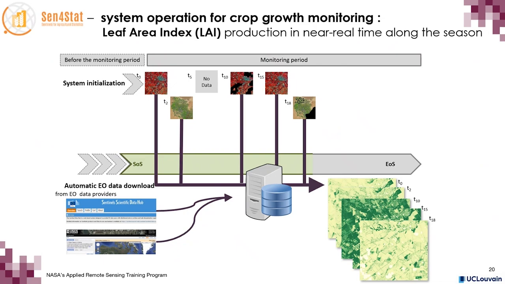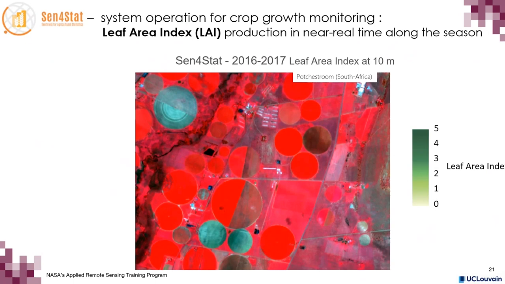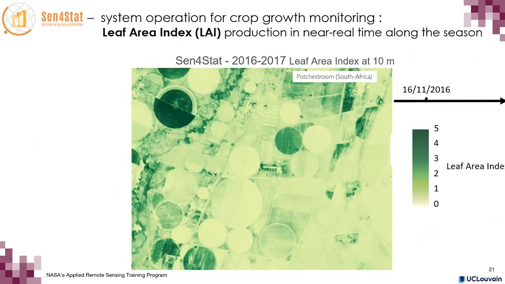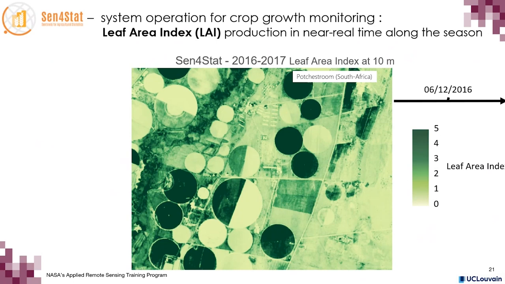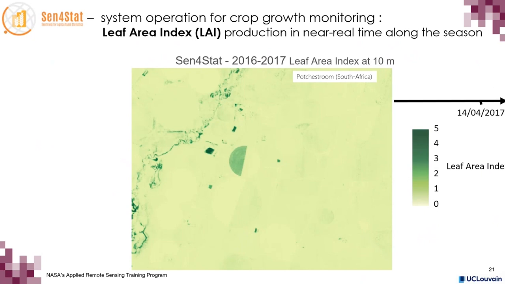Of course, anomalies can be detected and heterogeneity of growing conditions can be mapped. We can look at this in Southern Africa for some irrigated area, where this color composition allows you to see the crop type, same with the near-infrared color composition, and then the time series of leaf area index, recorded here on the 27th of October, then mid-November, late November, early December, late December, and finally the early January date, before we get the harvest and the end of the season in April. As you can see here, the heterogeneity of the growing conditions could be assessed very nicely.